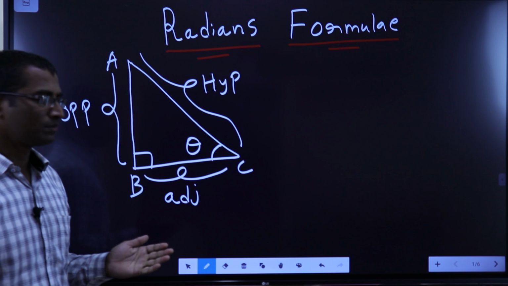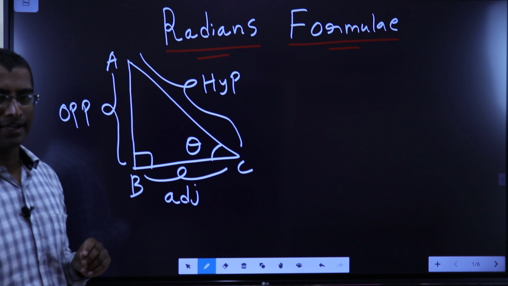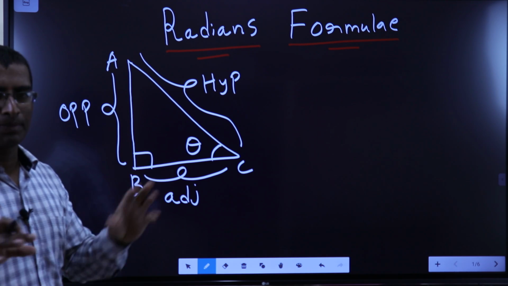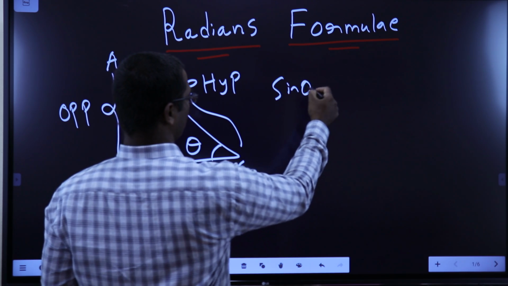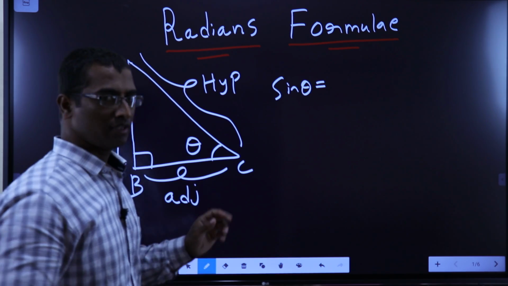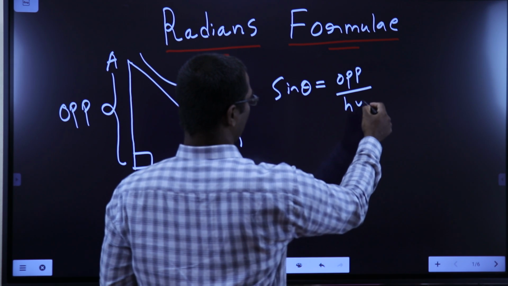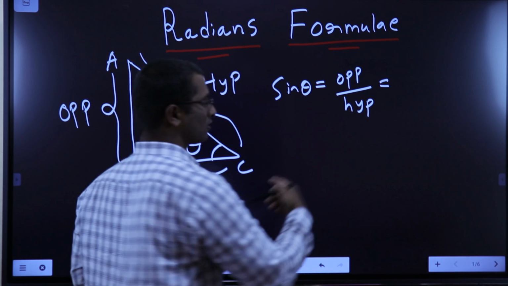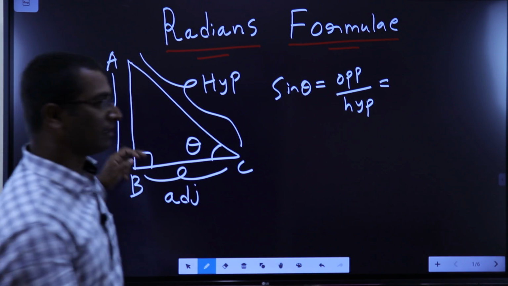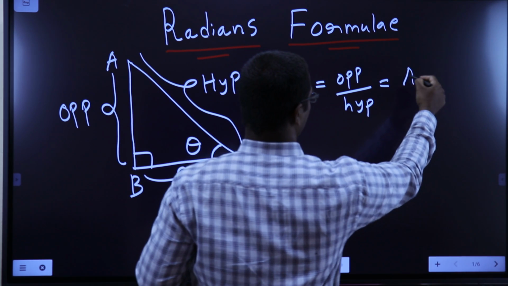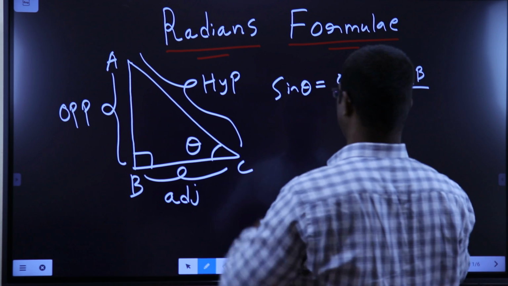Now, we know that we can apply sine, cos and tan to any right angle triangle. Let us brush that one more time. Sine theta. Remember, it's opposite by hypotenuse. What is opposite in this triangle? AB. So, AB by, what is hypotenuse in this triangle? AC.